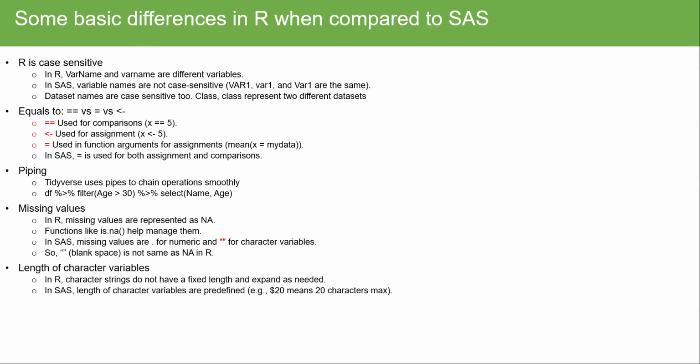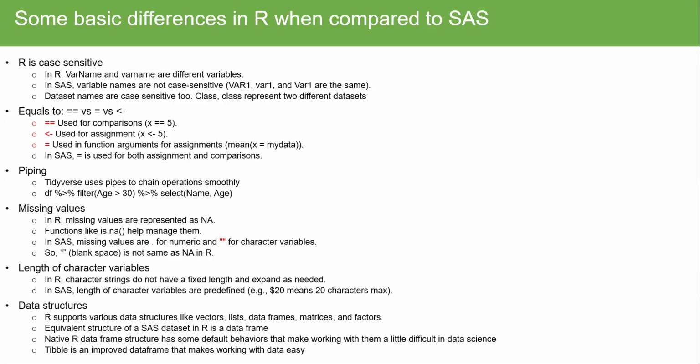So length of character variables is another key difference. In R, character strings do not have a fixed length and they expand as needed. In SAS, we have a fixed length for our character variables, and if we say a length of 20, it means it stores a maximum of 20 characters. In R, we do not have an explicit concept of length for a character variable, and if we assign a text bigger than the previously assigned values, it automatically expands and takes the value.